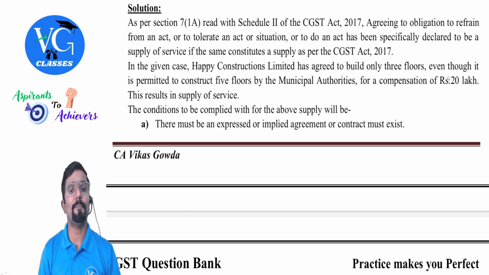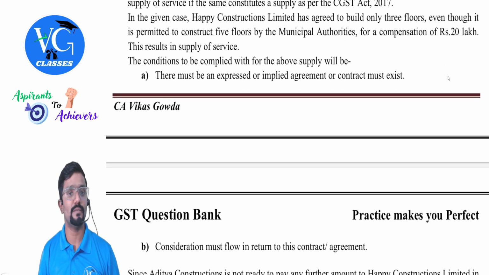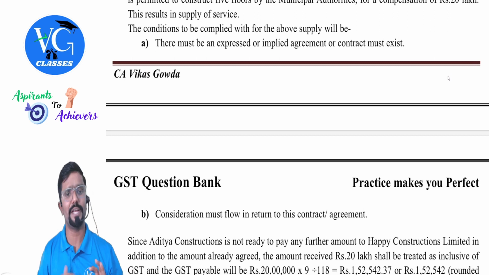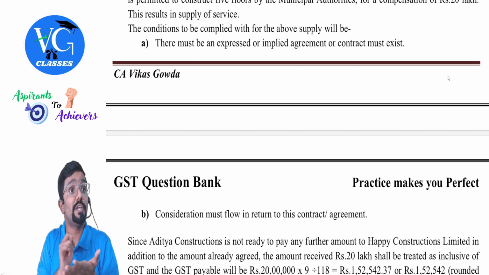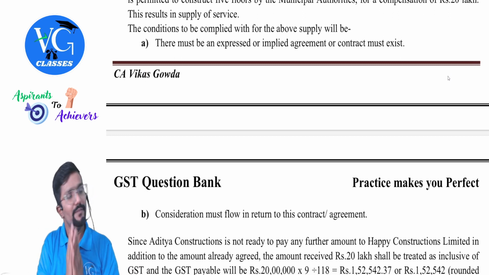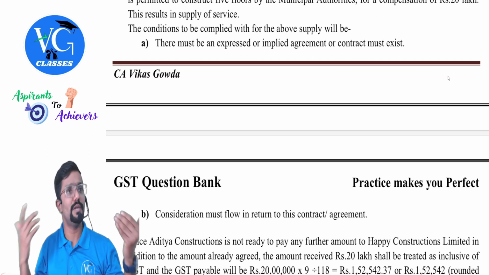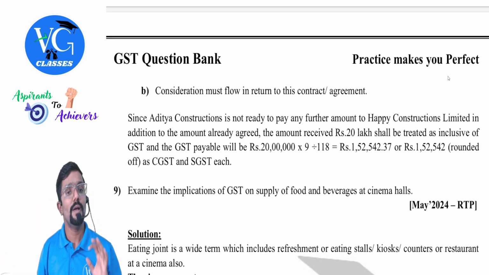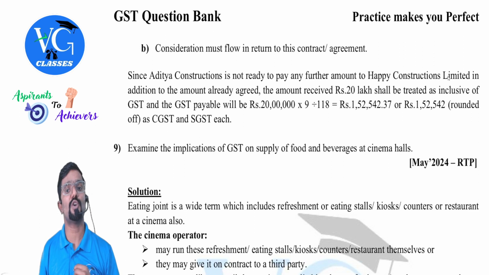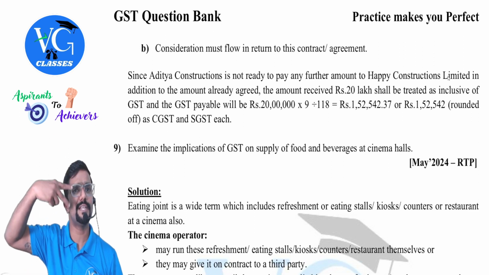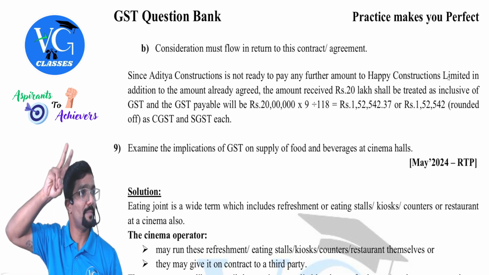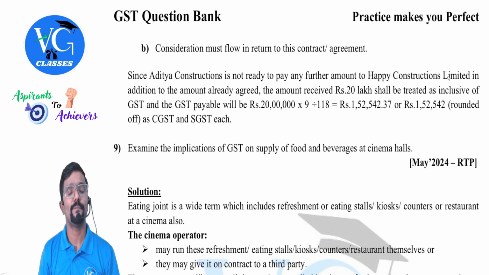The conditions to be complied with for the above supply will be: there must be an expressed or implied agreement or contract. Okay, both the parties have already agreed for it. And please be careful, they didn't tell that a written contract should be there. Even if they have mutually agreed orally, it's fine. Consideration must flow in return to this contract or agreement. Guys, are both the conditions satisfied? Yes, 20 lakh the person is receiving, not to do something.